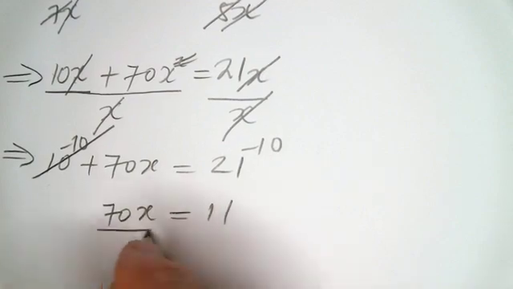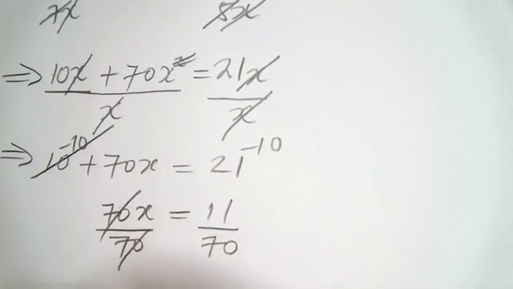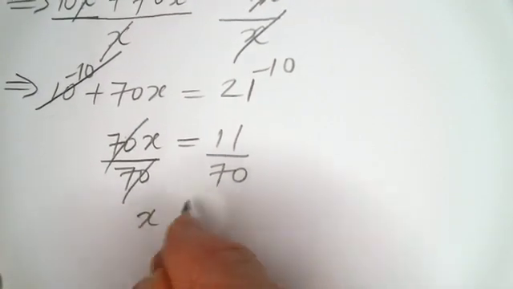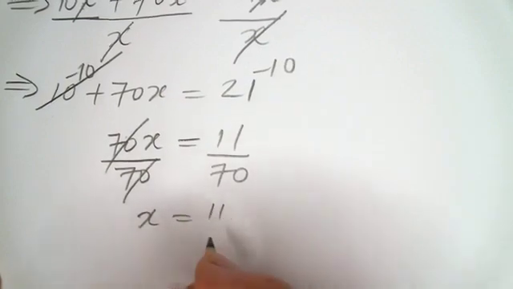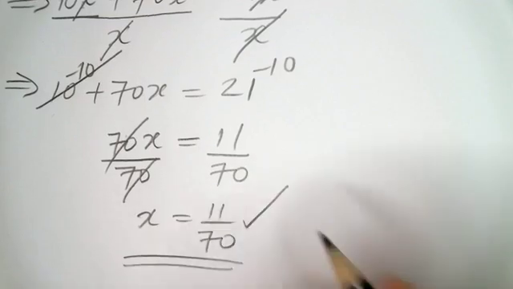Now if I divide both sides by 70, I get rid of this known here. So here I'm dividing both sides by 70. 70 divided by 70 is 1, leaving me with an x. x is equal to 11 over 70. And that's as far as I can take it. There's my solution.